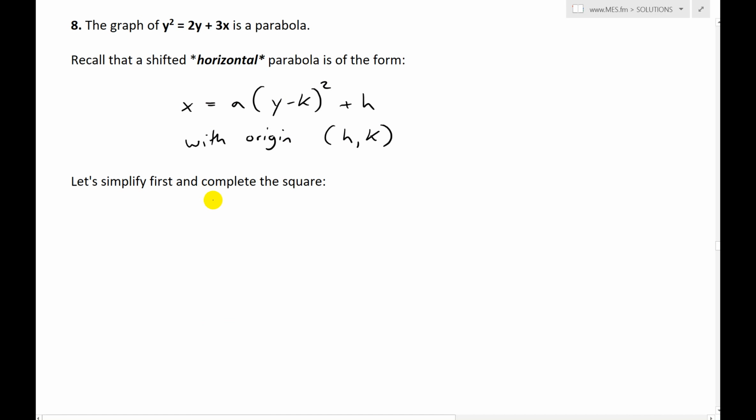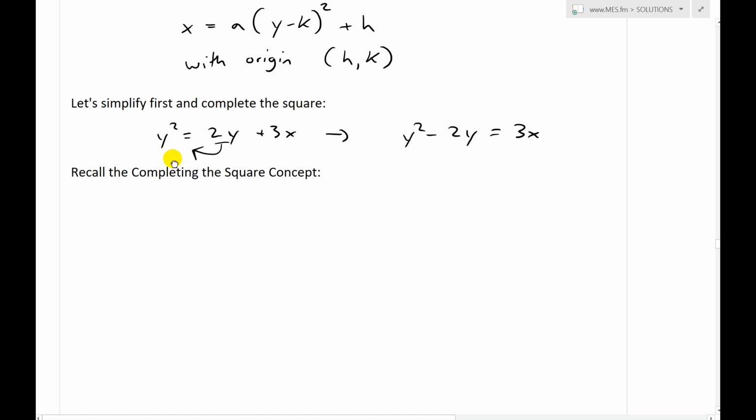So yeah, let's simplify first and complete the square. We have y squared equals 2y plus 3x, and what I'm going to do is move this over to this side, so we have all the variables on one side. So we end up having y squared minus 2y equals 3x. Now if you recall the completing the square concept, which I covered in my earlier videos, if we have y minus h all squared, this just equals y minus h times y minus h.